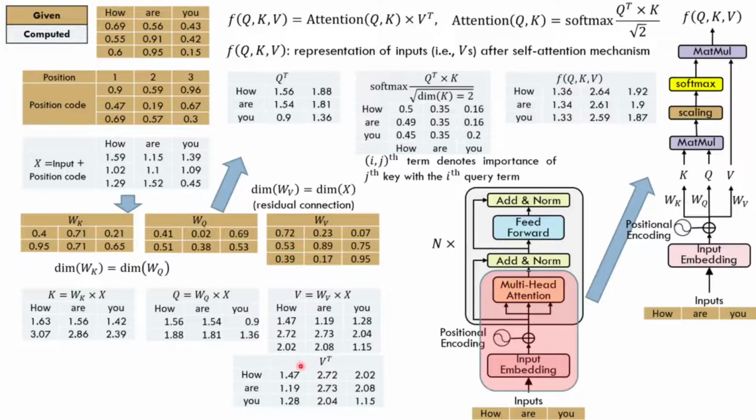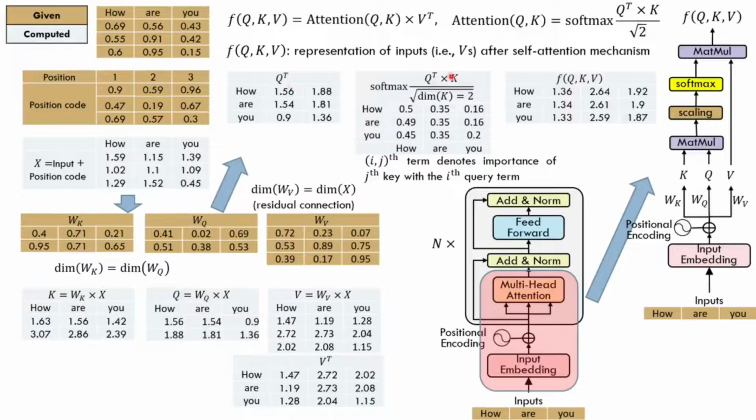Once we have this, we simply take the transpose of V. We do this for convenience, because eventually we will have to multiply V here, so that the alignment is right and the correct values are multiplied. So what is the next step? This is my Q. I take the transpose of Q here, so that it can be multiplied with K properly to compute the similarity score.